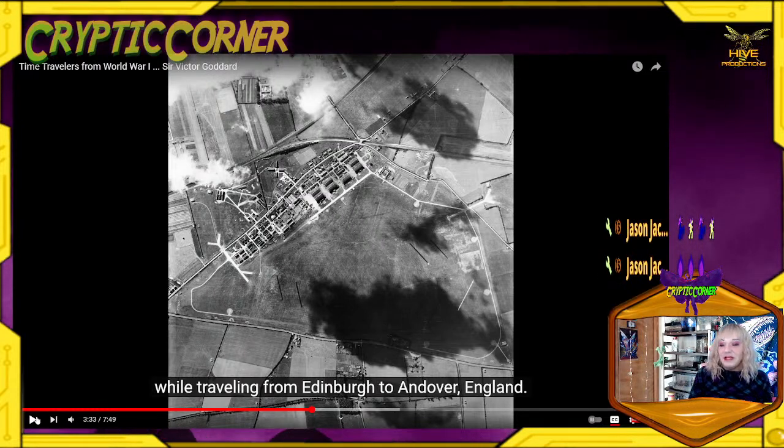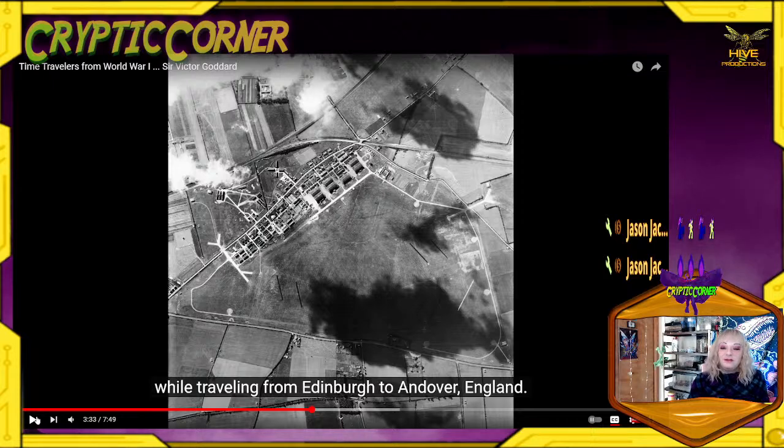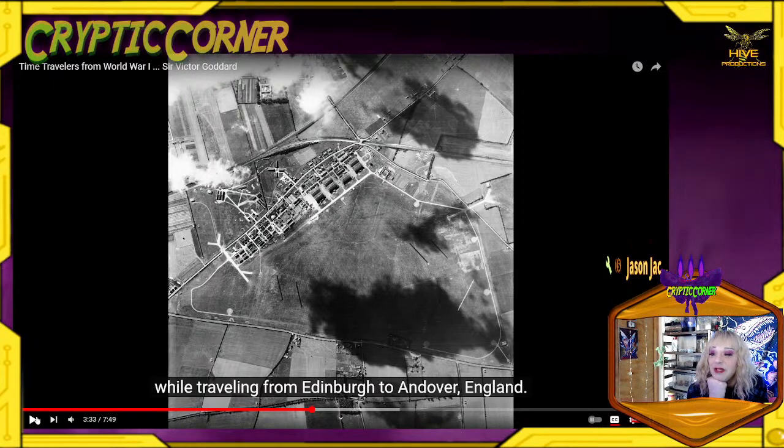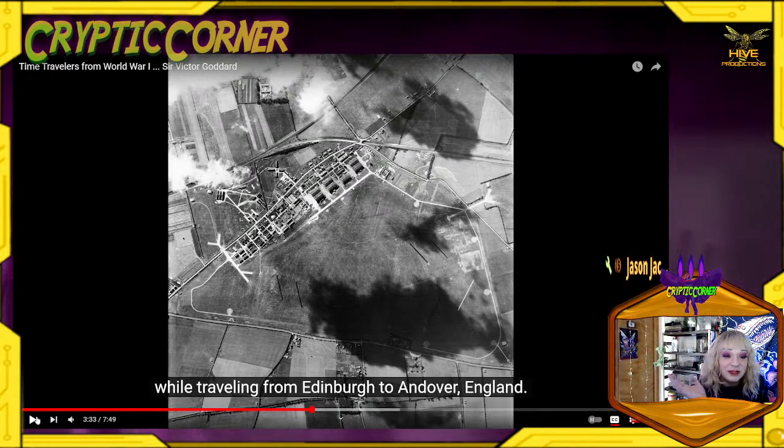All right, so he found the airfield in a state of disrepair. They were using cattle grazing on the airstrips. They were using the hangar as a barn, things like that.